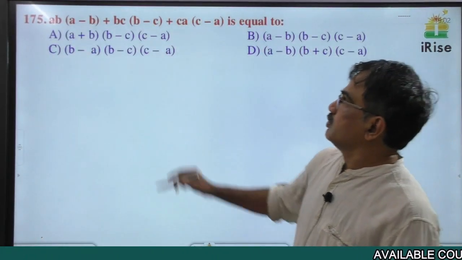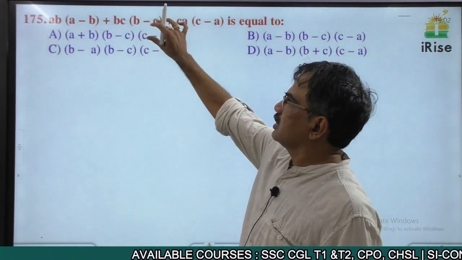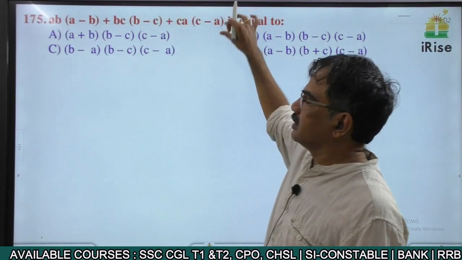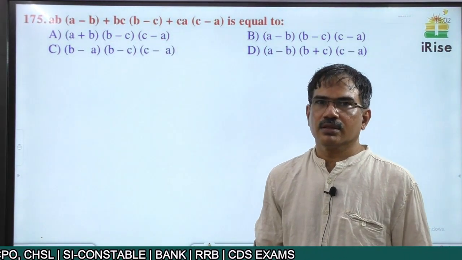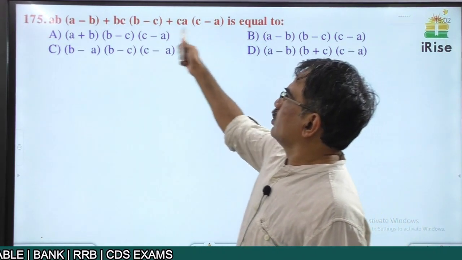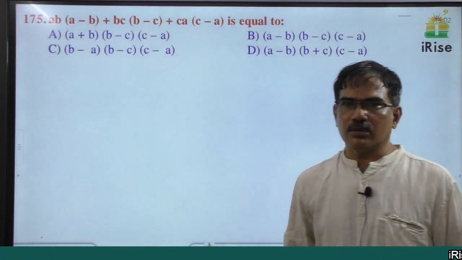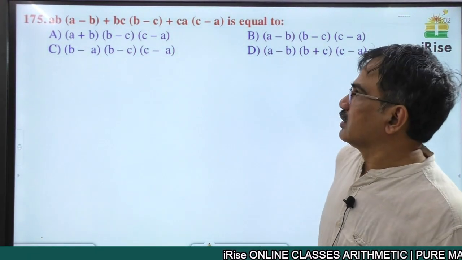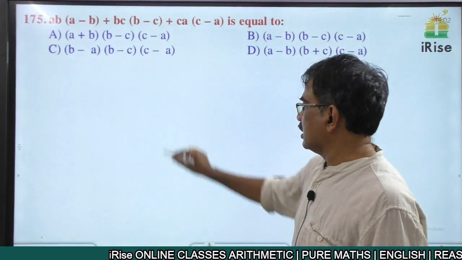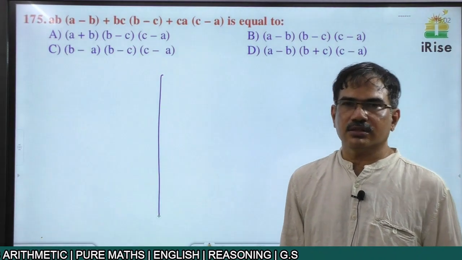AB into A minus B, BC into B minus C, CA into C minus A is equal to, this is nothing but a polynomial, sorry, a condition given, and we have to write this as a factor. So here, see, the options are nothing but factors. So how to get this one? There are different methods of getting the answer, either by substitution or by checking factors.